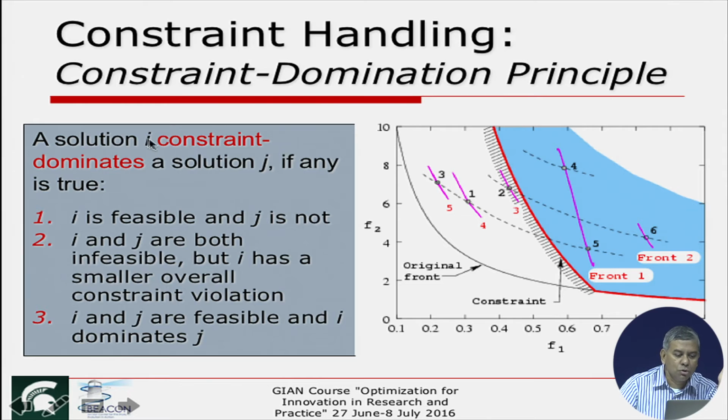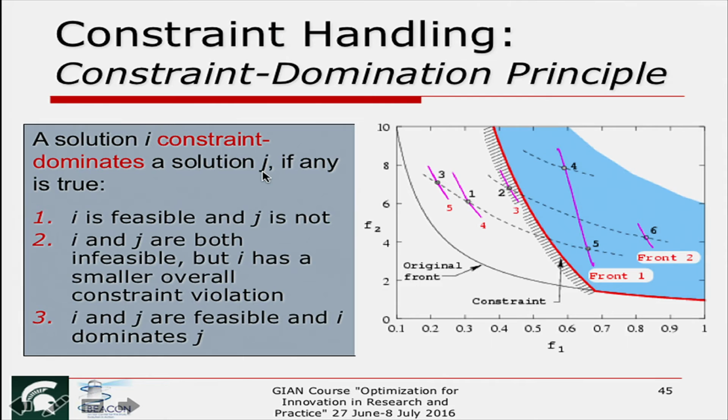Okay. So we say I will constraint dominate J if any of these three conditions are satisfied. If I is feasible, J is not. Okay, so that means you're comparing two in your tournament. One is feasible, the other is not. Then the feasible one dominates the other one. Is that clear? Okay. Now, what if both of them are infeasible?